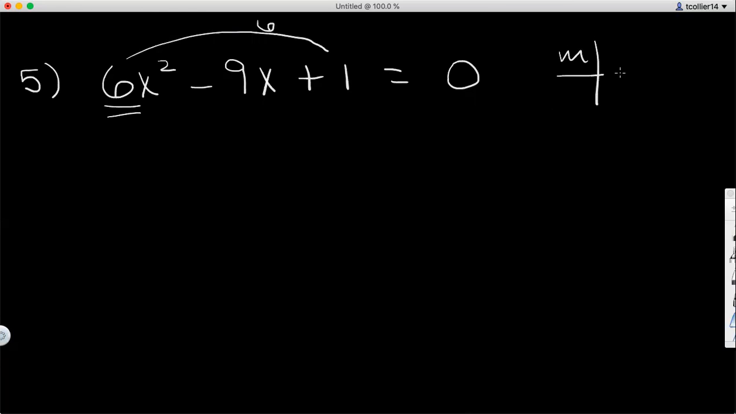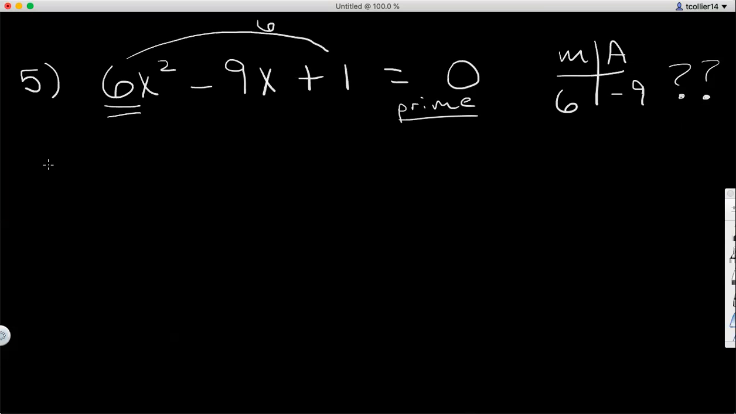So when I draw my MA chart, I'm going to put the 6 under the M. Now, if I was adding, I would have to add up to the middle number right here, this negative 9. So I start thinking, okay, I got to find 2 numbers that multiply to 6, but at the same time add up to 9. Is that possible? No, it's not. So this is going to be prime. You can't really factor it, so we just call it prime. What I need to do now, because I'm still expected to find those solutions, is I have to use the quadratic formula.